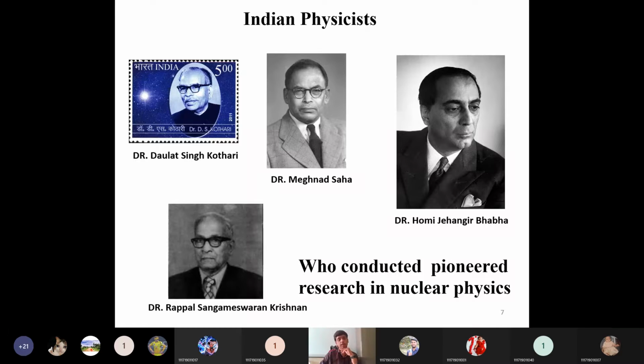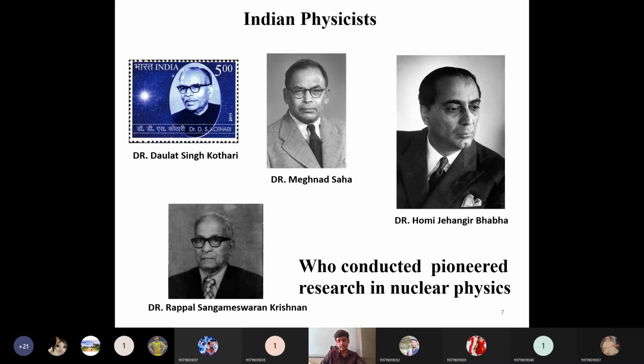He is the proud alumnus of Allahabad University. Okay, Allahabad is where it is. So he has worked in Delhi University also. Then the next one is Meghnad Saha.